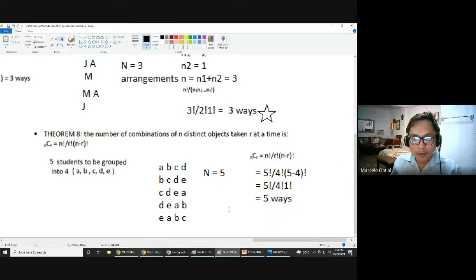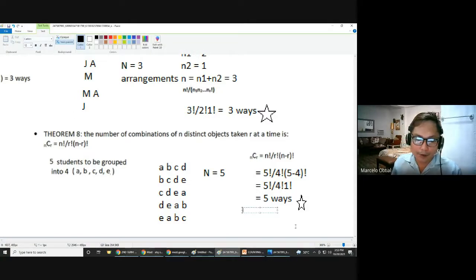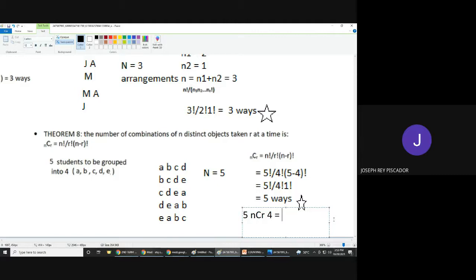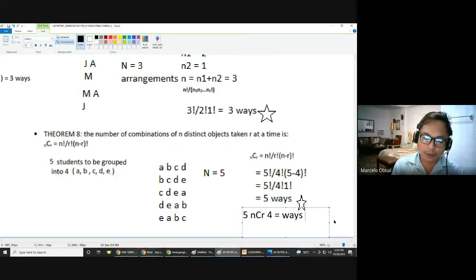Now, meron pa isang shortcut, class, using yung function ng calculator na NCR. Okay, Joseph, please press 5. N muna mauna, kasi NCR. Then, hanapin yung NCR sa calculator nyo, then 4. Ganun na kasimple, class. The calculator will give you the answer. Tama, Joseph? 5 din? Yes, sir, 5. Turo na lang kayo kay Joseph kung saan yung NCR kung di mag-get sa calculator niya. 5 ways or arrangements. Okay, klaro, class, ha?